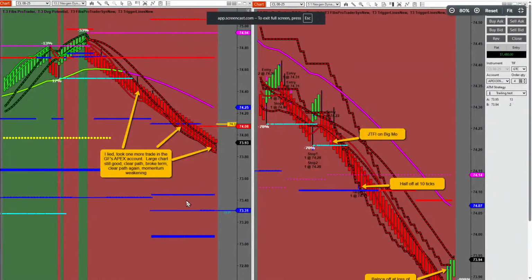And Pete, I want you to avoid the urge to show all the crazy sim stuff that you do. You took one more trade in the girlfriend's Apex account. Large chart, odds favorable momentum, 3 triggers through trouble. You just jump in, and when you just jump in, it turns into the trend trade.